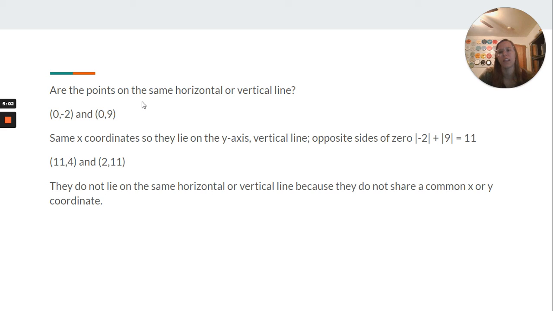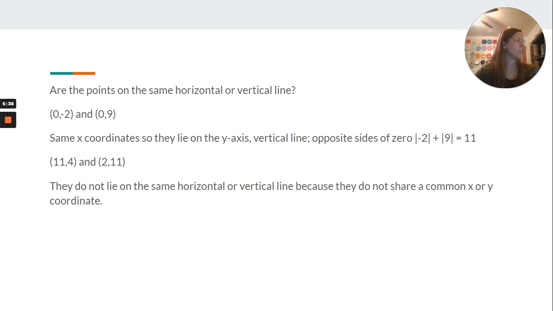We looked at, are the points on the same horizontal or vertical line? So 0, -2, and 0, 9. Because the x is the same, they are on the same y-axis, which is the vertical line. Sorry. Opposite sides of 0, so the absolute value of -2 plus 9 is 11. So here we have another one, 11, 4, and 2, 11. They do not lie on the same horizontal or vertical line because they do not share a common x or y coordinate.